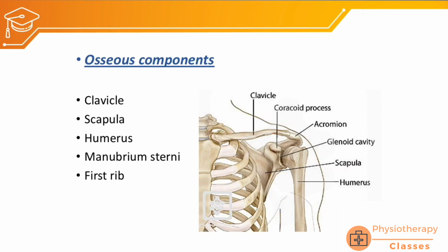The bony components, or the osseous components, that form the shoulder complex are the clavicle, scapula, humerus, manubrium sterni and first rib. You can see in the picture, this bone is the clavicle, this is the humerus, this bone is the scapula and then the manubrium sterni.